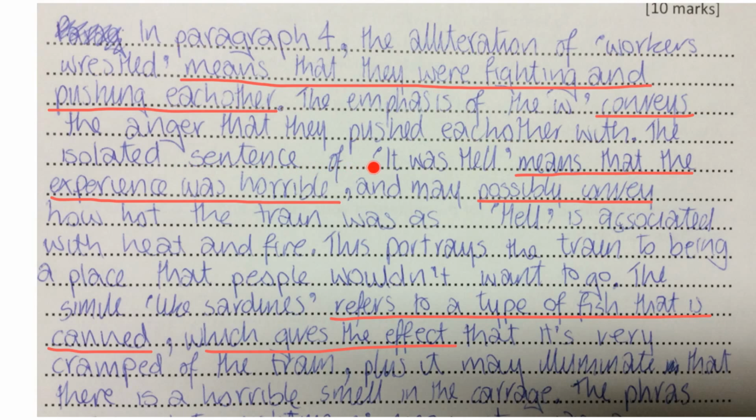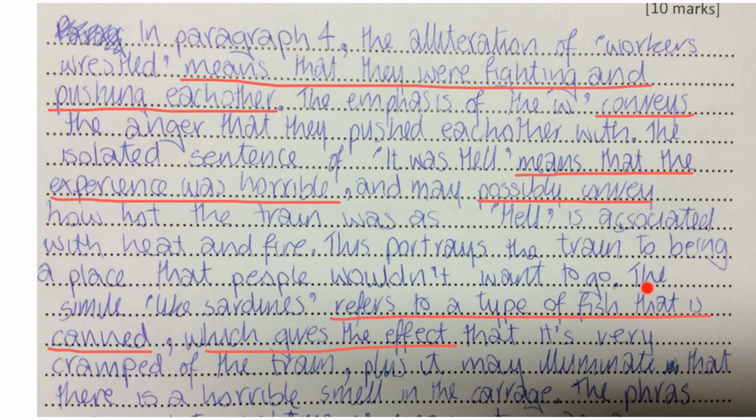The isolated sentence of "it was hell", now she's using the word "means" to give the dictionary definition: means that the experience was horrible. Okay, and now she's giving the effect on the reader: may possibly convey how hot the train was, as hell is associated with heat and fire. This portrays the train as being a place that people wouldn't want to go. So that's definitely a full explanation, no problem there. She's definitely got the marks.